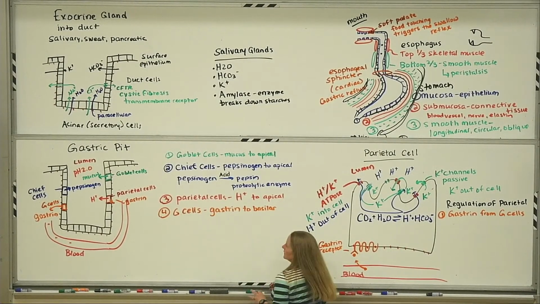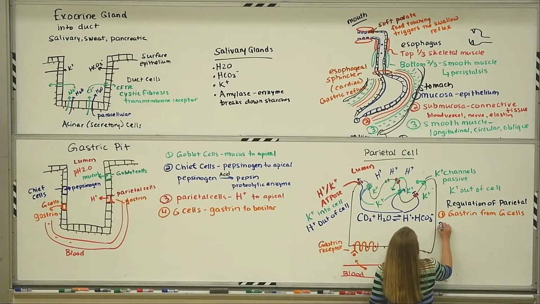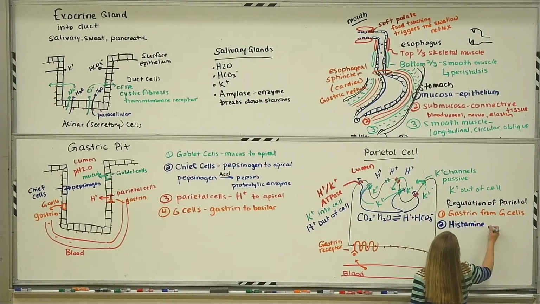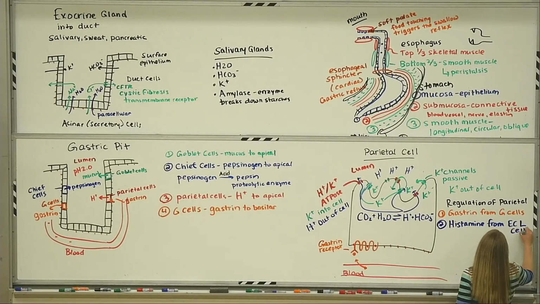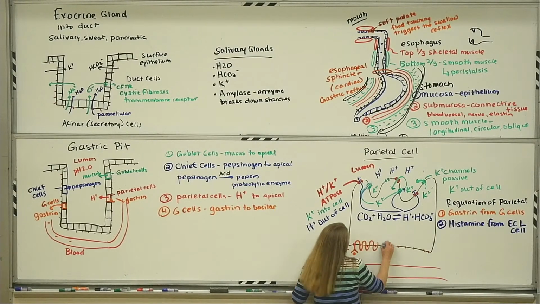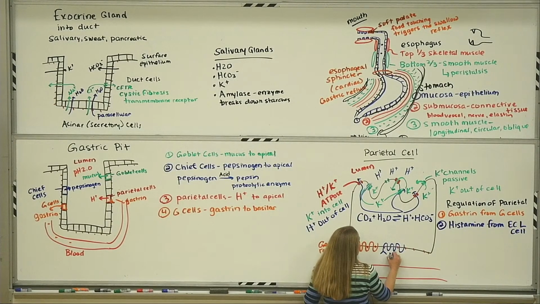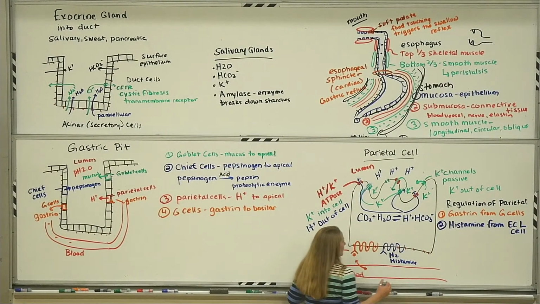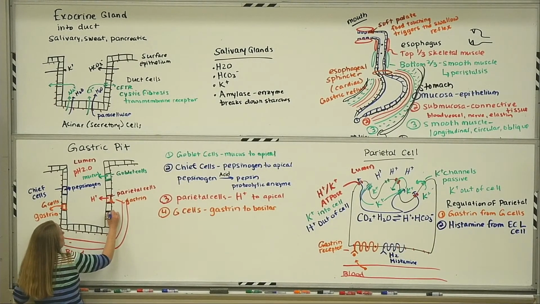The second control that we have is going to be histamine. But in this case, the histamine is coming from an ECL cell. This histamine GPCR is an H2 histamine receptor. So we can show an ECL cell here.